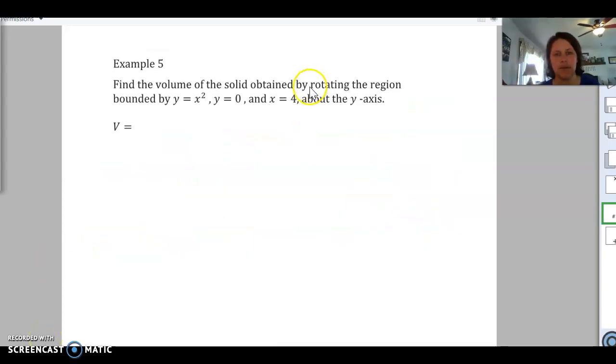At example number 5, we have another rotating one. So we're going to have to take one region and look at the area of that. For this one, we have y equals x squared, y equals 0, and x equals 4, and we are rotating that about the y-axis. I've done this problem 3 different times in the past week, and every time I forgot to solve for x. So let's not forget that.